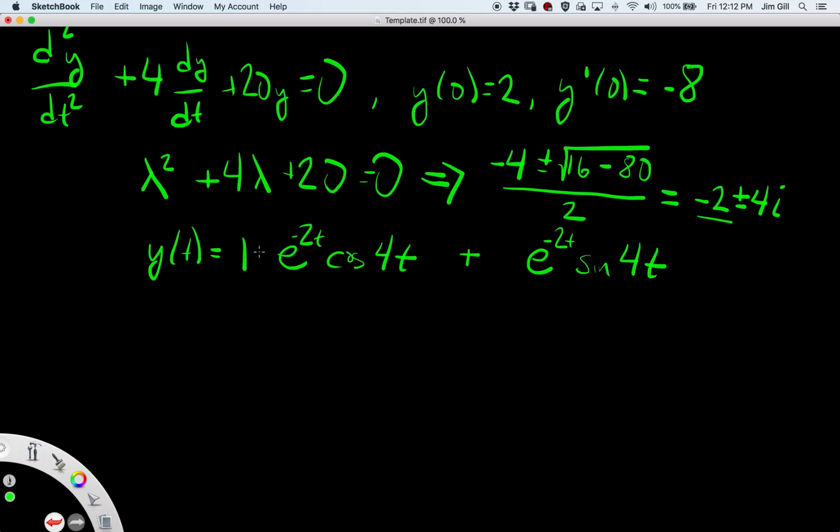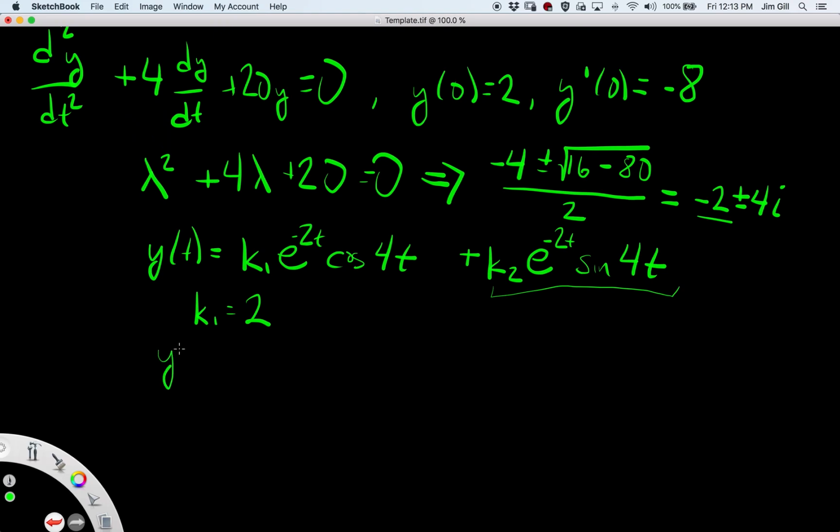And we're going to have two constants, k1 and k2. Now we have our general solution, so we need to find our specific solution with y at 0 and y prime at 0 equal to negative 8. Note that this second term has a sine in it, so at time 0 it is not going to matter. At time 0 this part is 0, so that immediately implies that k1 is equal to 2.